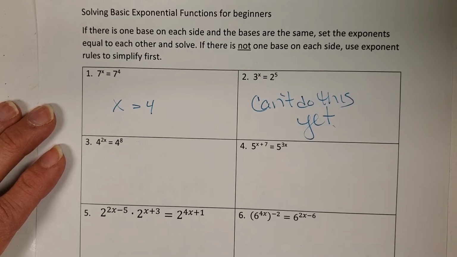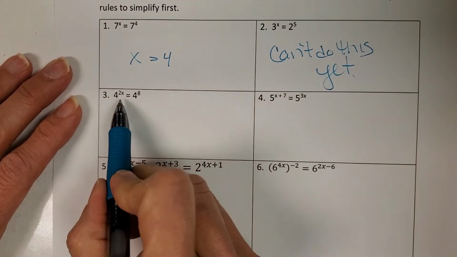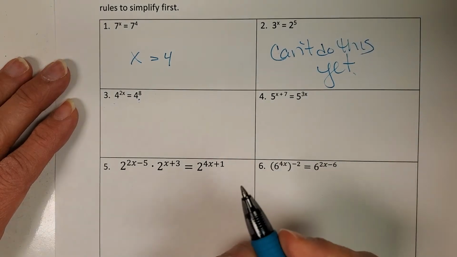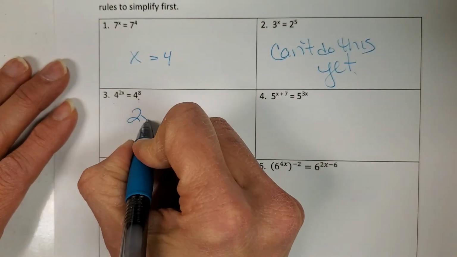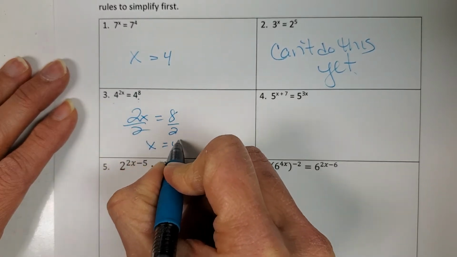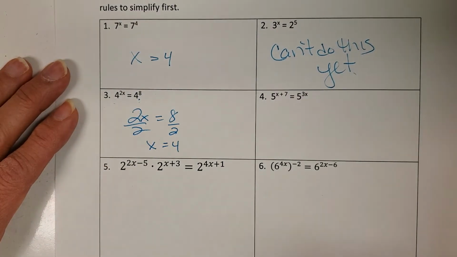All right, so going to go to the next one. Is there one base on each side? Yes. Are they the same? Yes. Okay, then we set the exponents equal to each other. 2x equals 8. Divide both sides by 2. x equals 4.